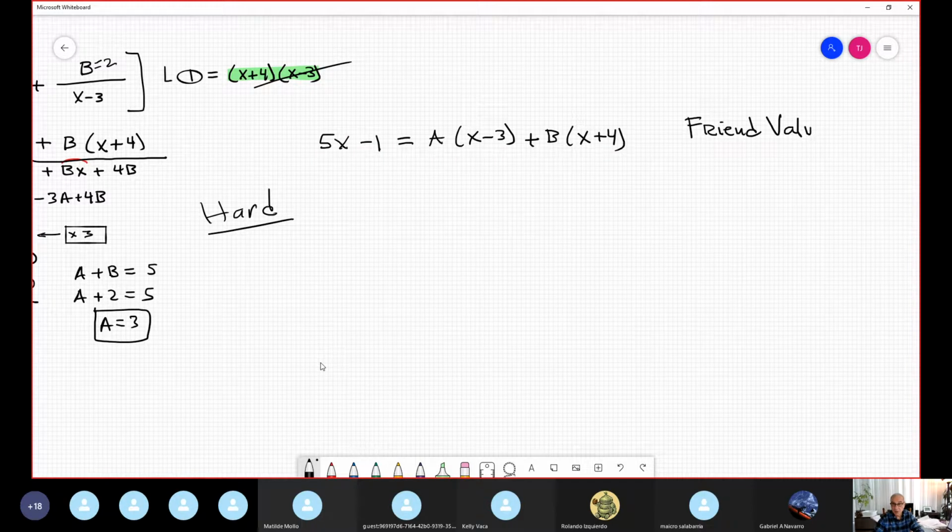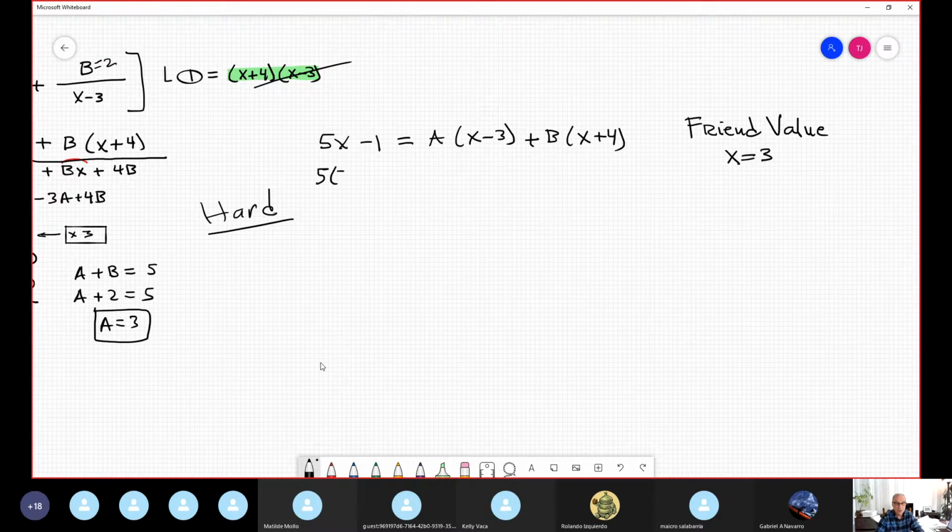I call it, in a colloquial way, the frame value, because it helps make this easy. And what is the frame value? X equals 3. You plug in 3. It's obvious that 3 minus 3 is 0 and that part disappears. So x equals 3 is the frame value.